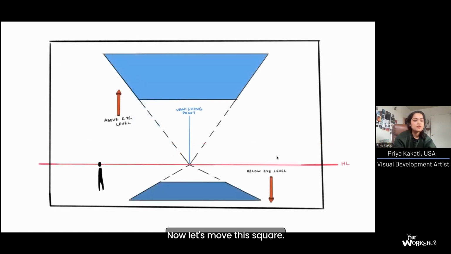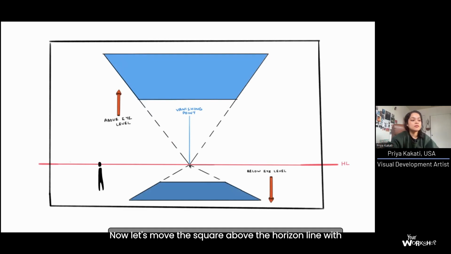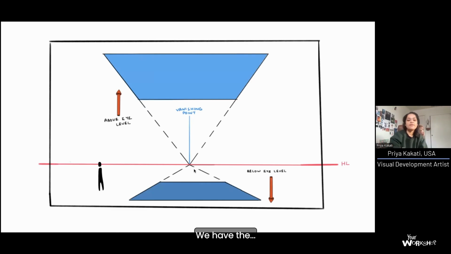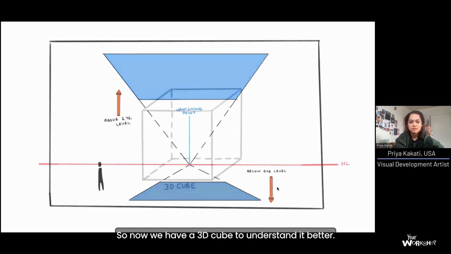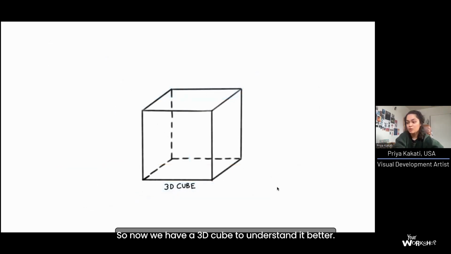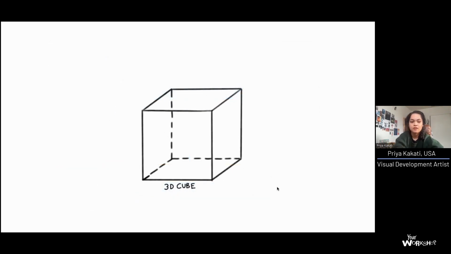Now, let's move the square, echoing what I talked about earlier, above the horizon line with its parallel lines converging towards the vanishing point. We have the flat planes above and below the horizon line, but I think it'll help you understand better once we have everything on a cube. So now we have a 3D cube to understand it better.